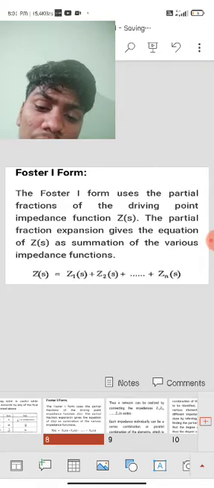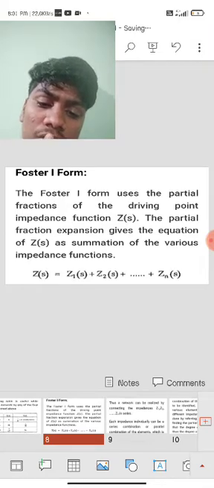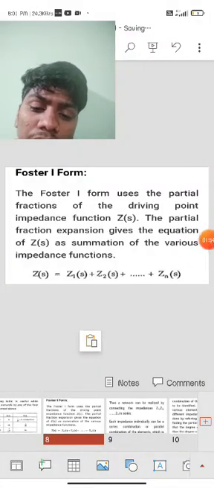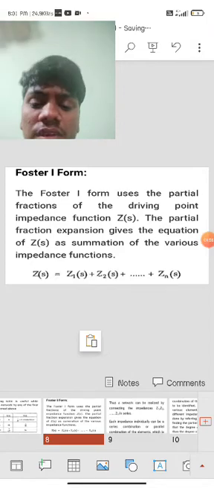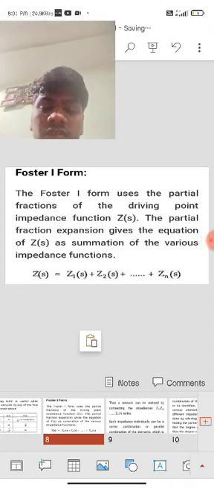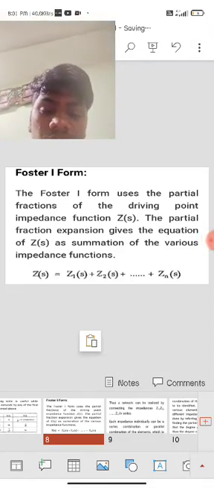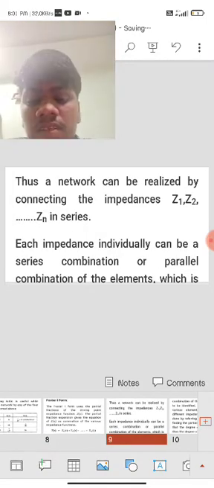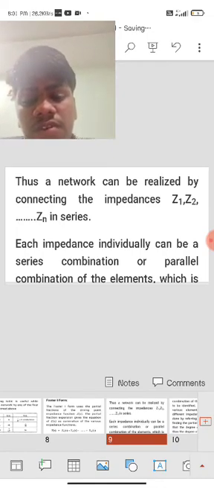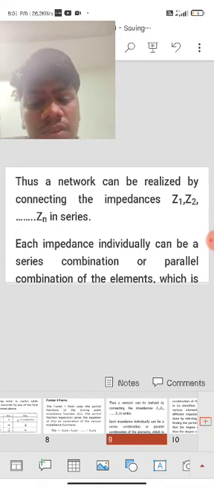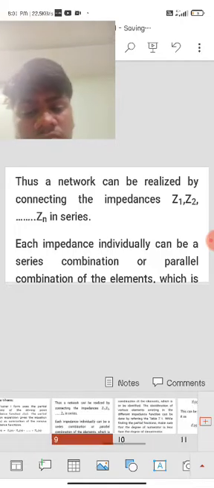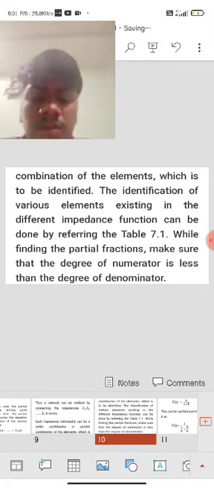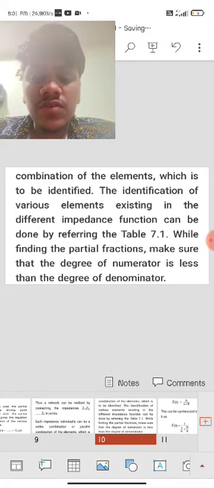Foster form 1. The Foster form 1 uses the driving point impedance function. The partial fraction expansion gives the equation Z of s equals the summation of the various impedances, Z of s equals Z1 of s plus Z2 of s plus Zn of s. Thus, a network can be realized by connecting impedances Z1, Z2, and Zn in series. Each impedance individually can be a series combination or parallel combination of elements, which is to be identified.